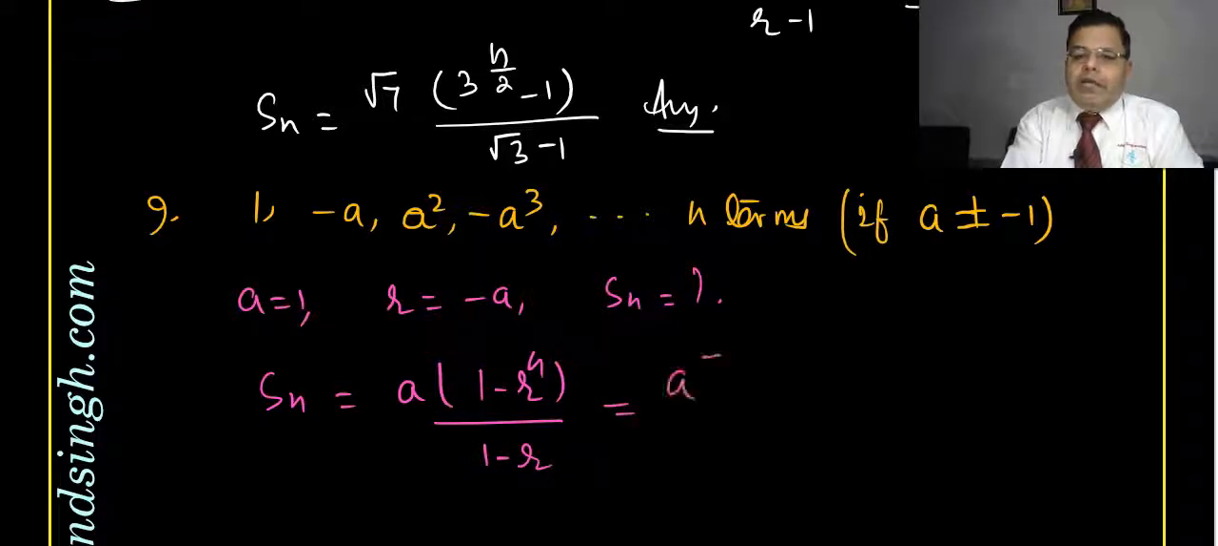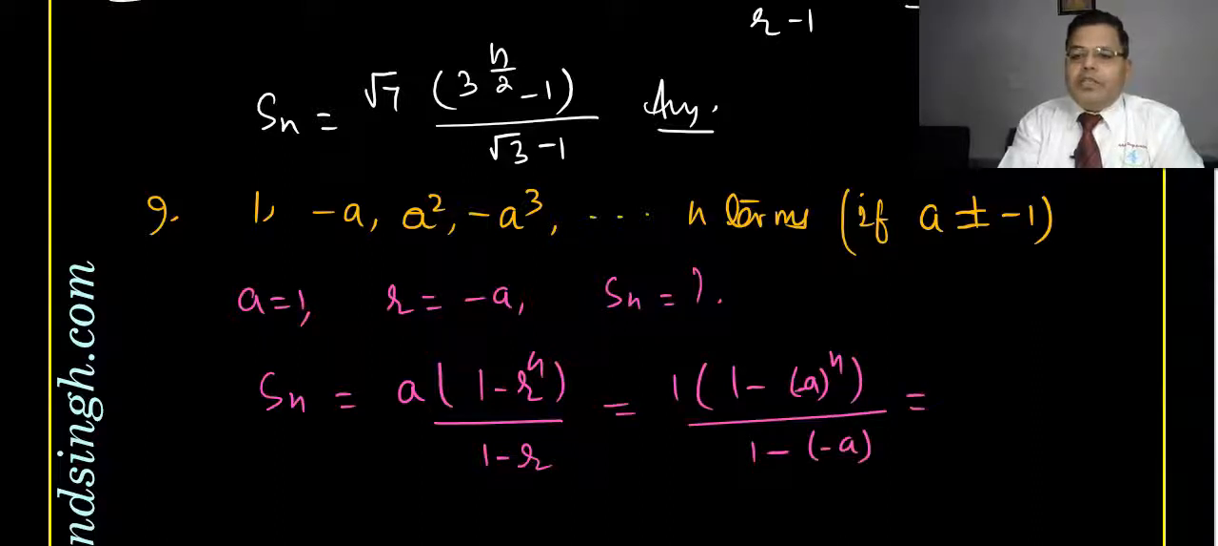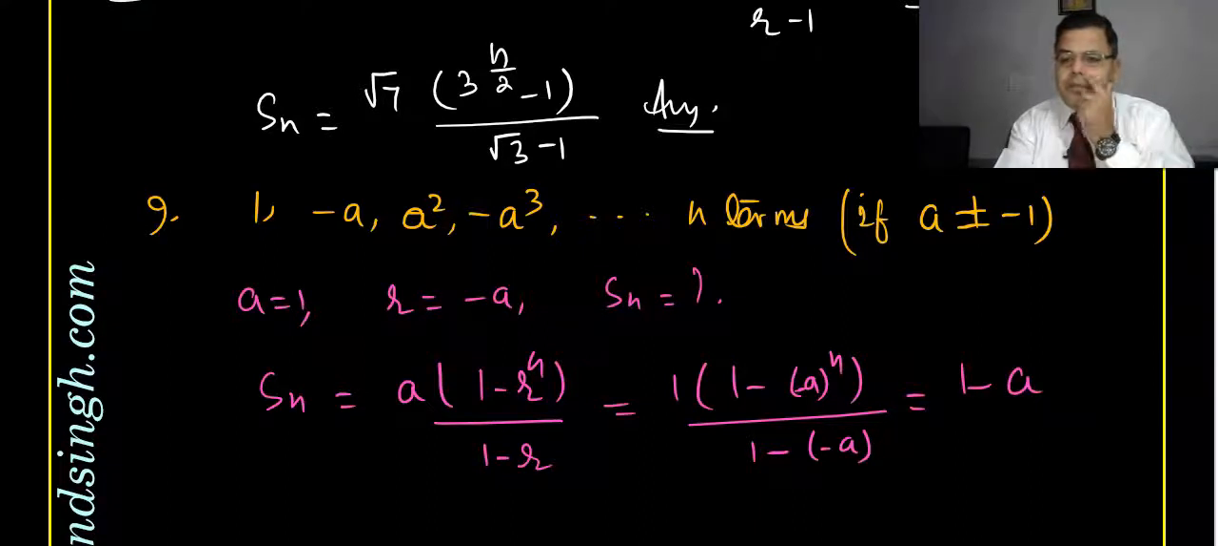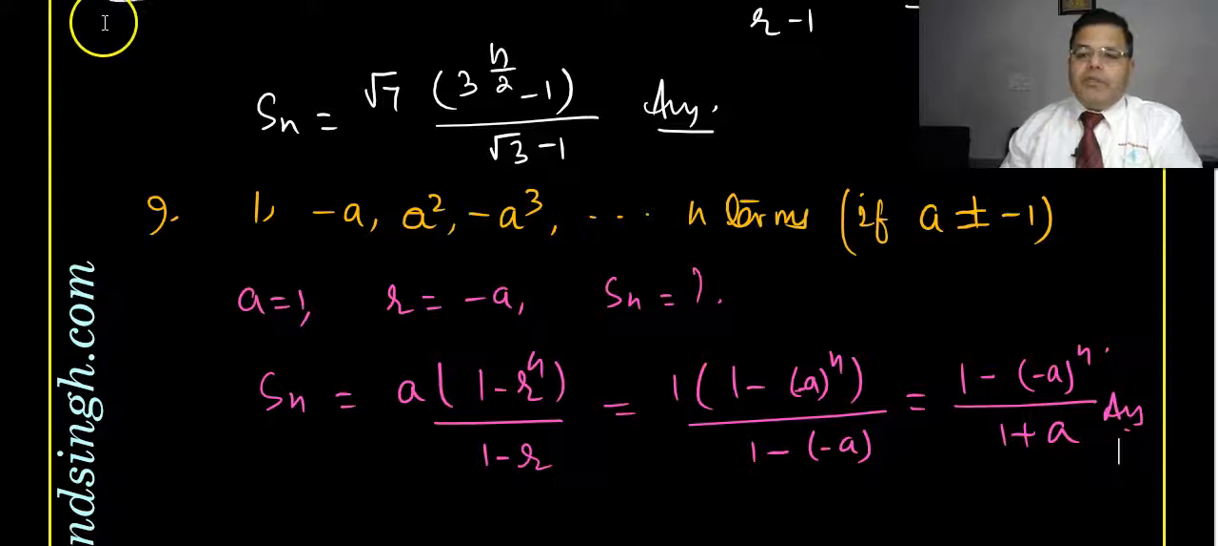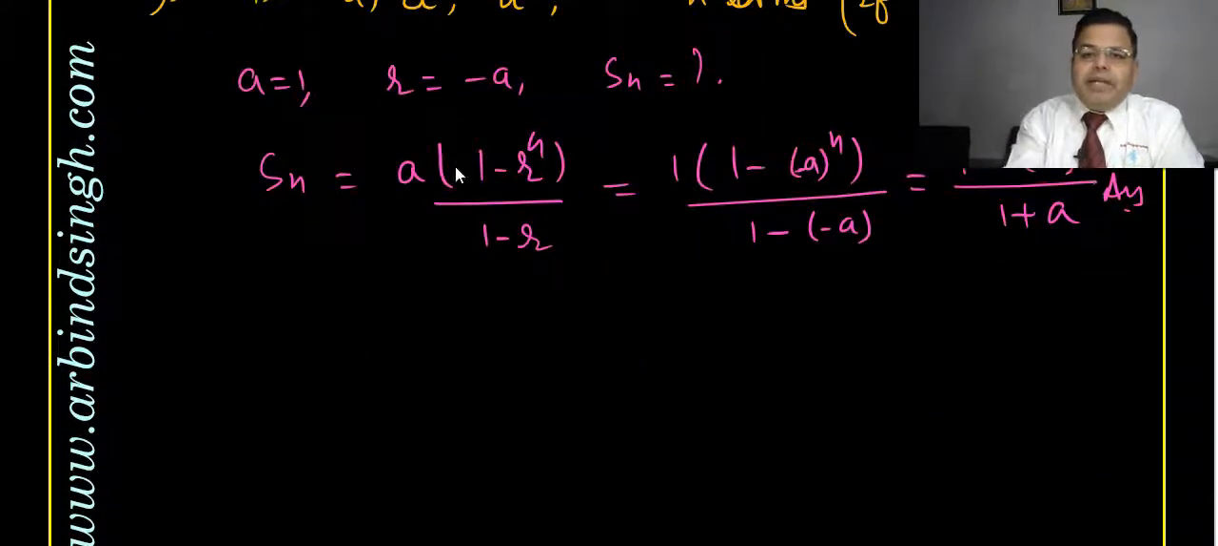So that will be a into, what is that? First term is 1, a is 1. So we can write here 1 into 1 minus minus a whole to the power n upon 1 minus minus a. So that would be 1 minus minus a to the power n divided by 1 plus a, and that will be the answer. No need to go further for it, whether it is positive or negative, depending upon that there will be a separate value, and whether n is even or odd, then also there will be a different value, but you can write in those terms only.